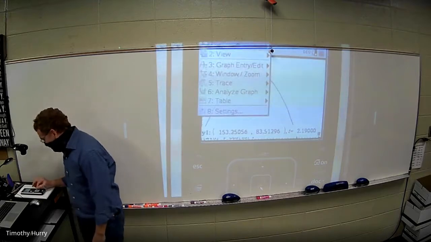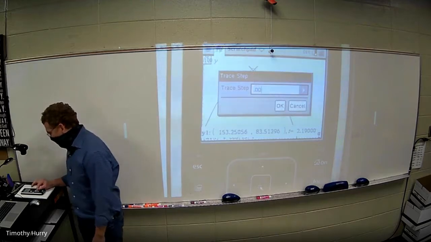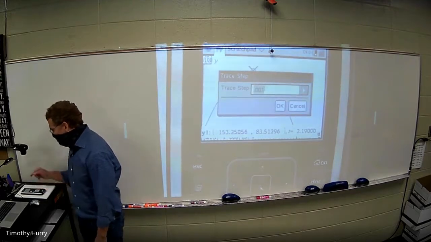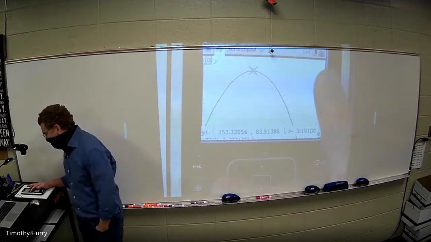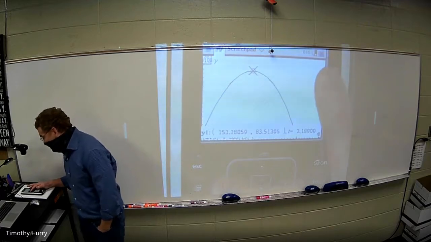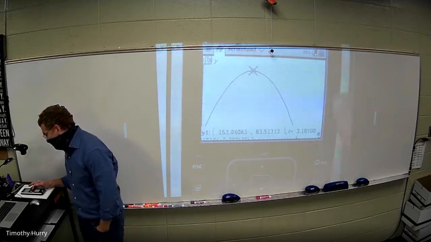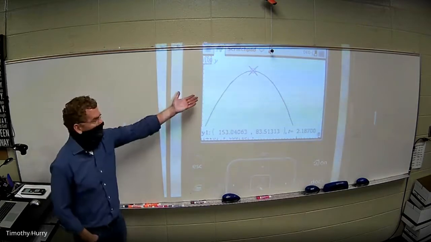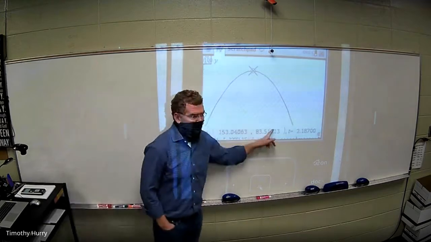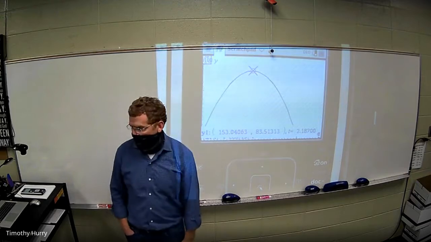Menu, trace, trace step to 0.001. So when you do that, get up there and scroll and see what's the biggest value. 5.128, 5.129, 5.13, 5.131, 5.1313. Oh, nope, 5.1313. That's the highest one. That is the highest value right there, and I'm just going back and forth until I find the biggest one.